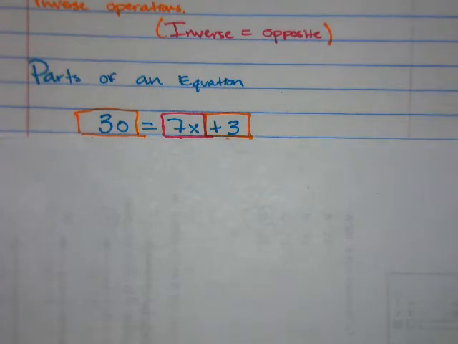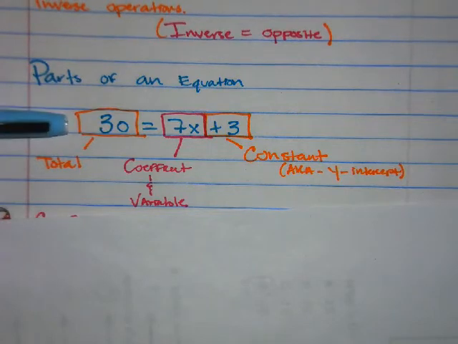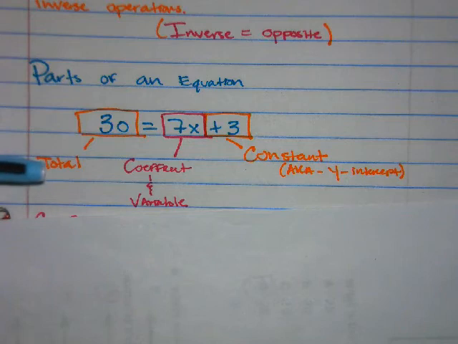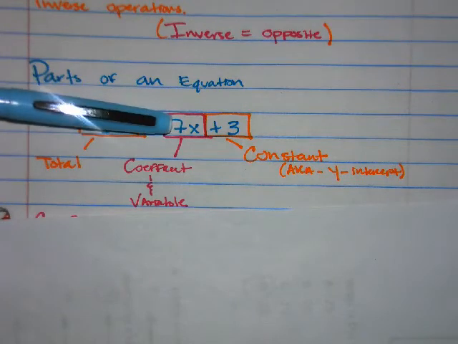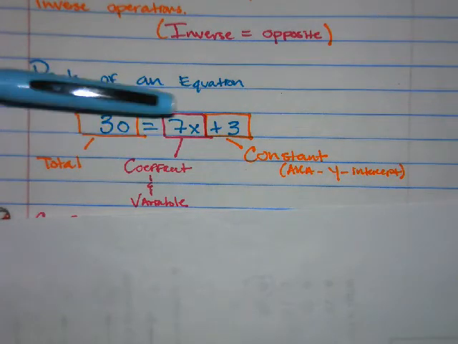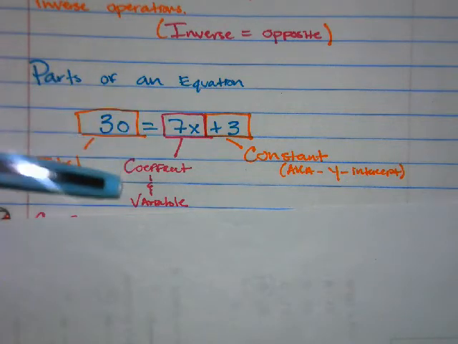They usually give you the y, and you have to find the x or whatever variable they use in that place. So here are the parts of the equation. Over here, we have the total. That y is your total. And then we have 7x. This is your coefficient. 7 is your coefficient, and the x is your variable. So the 7x is your coefficient and variable.